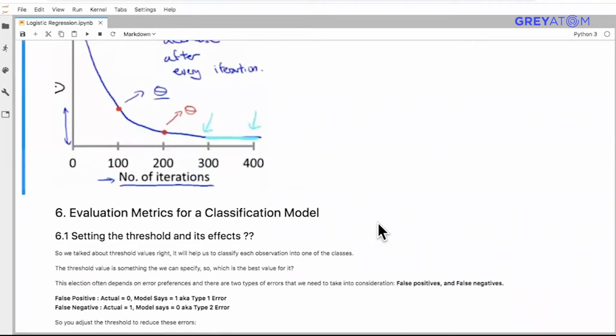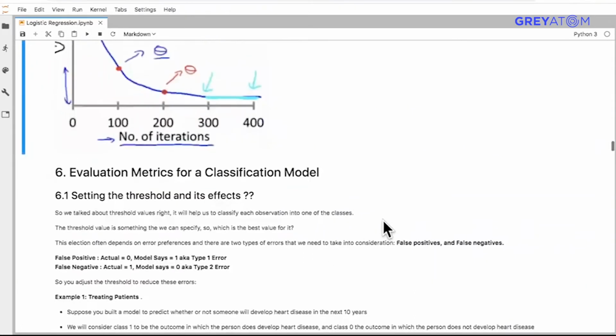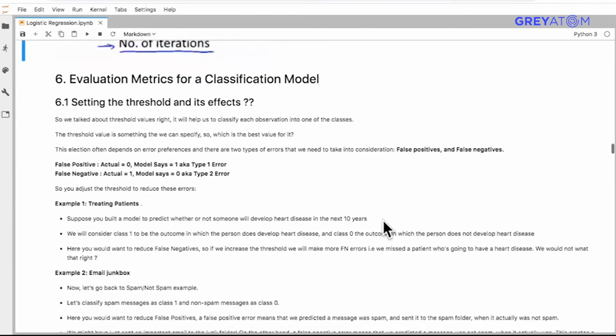Okay guys, any more questions? Let me move forward to the evaluation metrics of a classification model. Your questions about threshold and how we select a threshold would be answered here. Let's go. Evaluation metric is something, suppose we have built a classification model now.